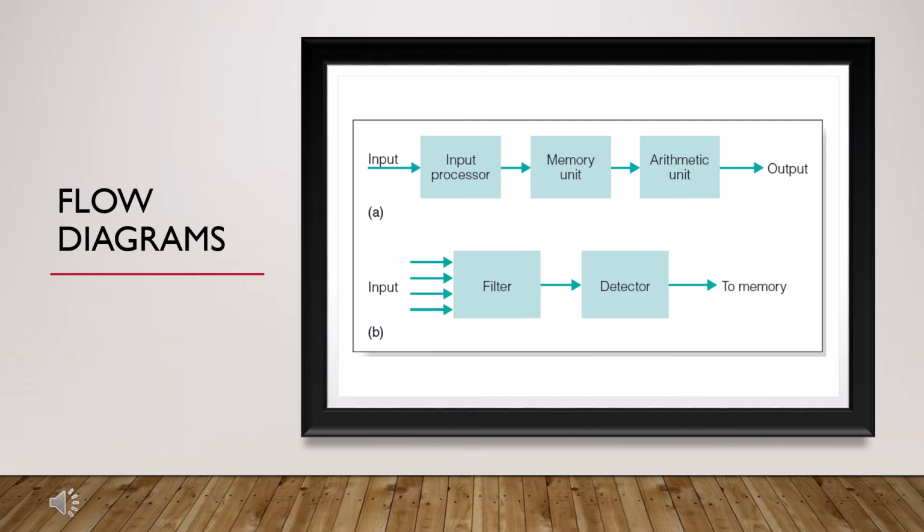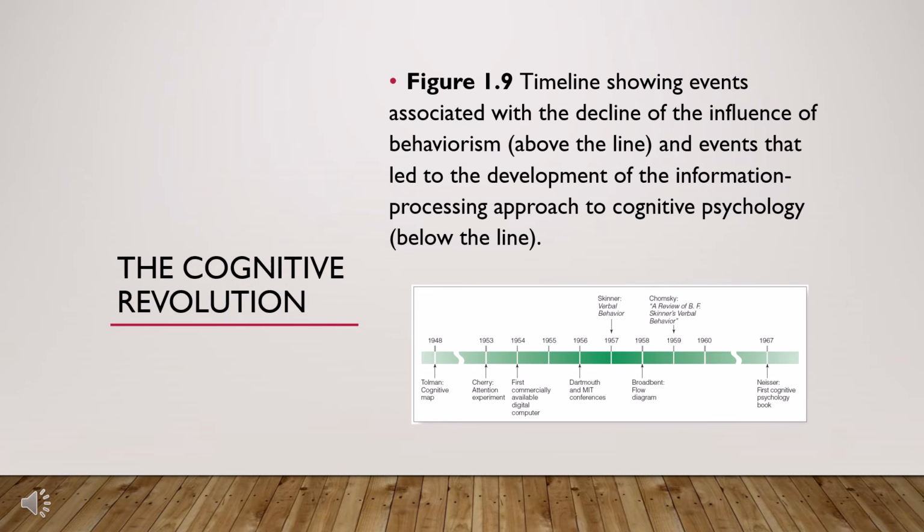This flow diagram for an early computer shows us, which would be A, right? The flow diagram for the early computer is A. B is the flow diagram for Broadbent's filter model of attention. The diagram shows many messages entering a filter, which selects the message to which the person is attending for further processing by a detector. And then from there, it transfers into short-term memory.